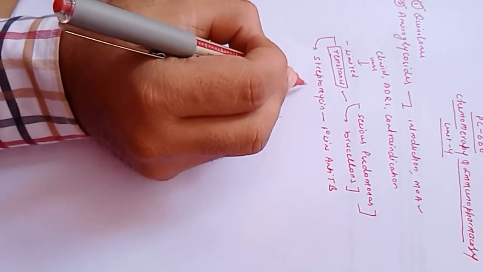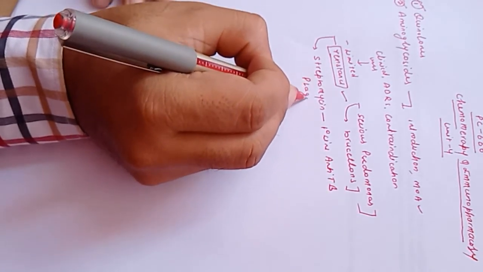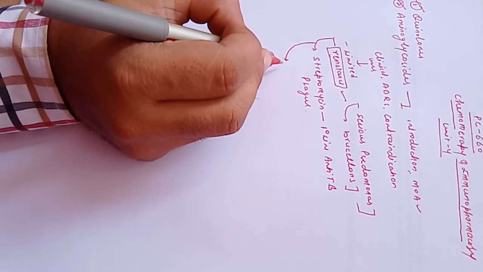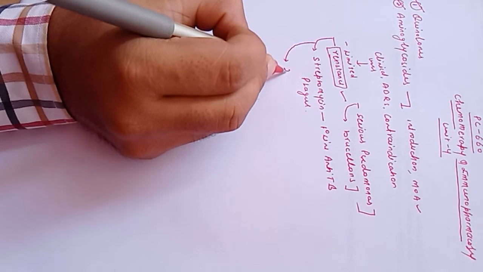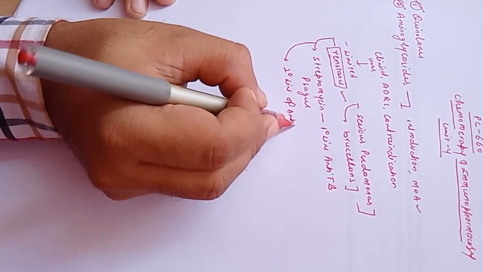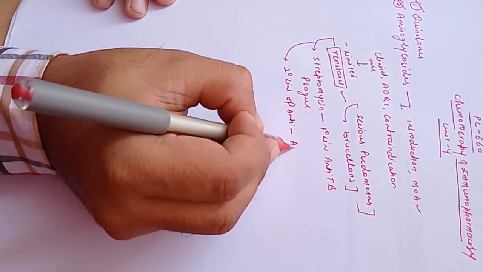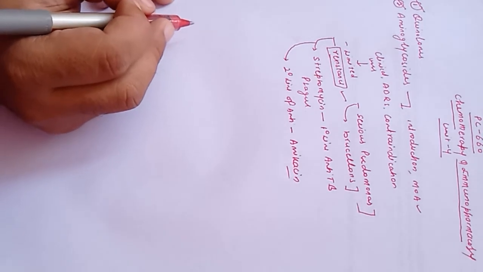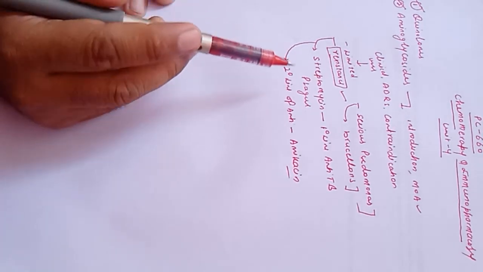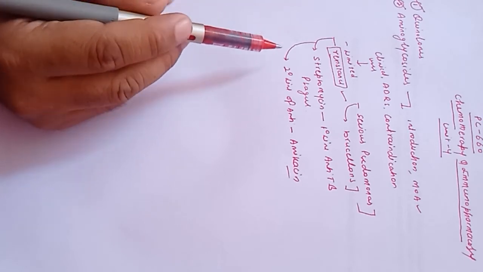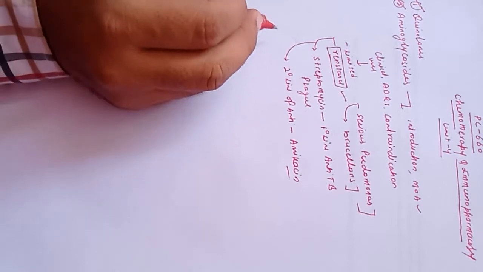It's also a drug of choice for plague. Another aminoglycoside used in the treatment of tuberculosis, but as a second line anti-tuberculosis drug, is amikacin. So that is its use. Again, I am repeating, we use these aminoglycosides particularly when other agents are not working or there are serious conditions.